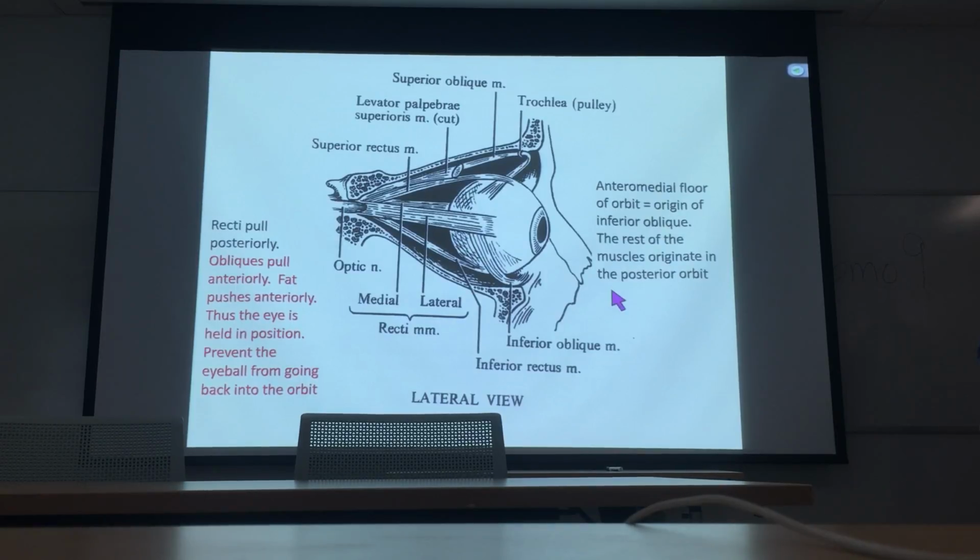So here again is that same thing about the muscle functions. Recti pull posteriorly, the obliques pull anteriorly. There's also talk about the fat inside the orbit, and how it pushes the eyeball anteriorly. So the eye is held in position by these different muscles and by the fat. What prevents the eyeball from sinking back into the orbit is two things, the obliques and the fat. Okay, that's from going posteriorly. Recti prevent it from going anteriorly. The obliques and the fat keep it from sinking back into the orbit in the posterior direction.